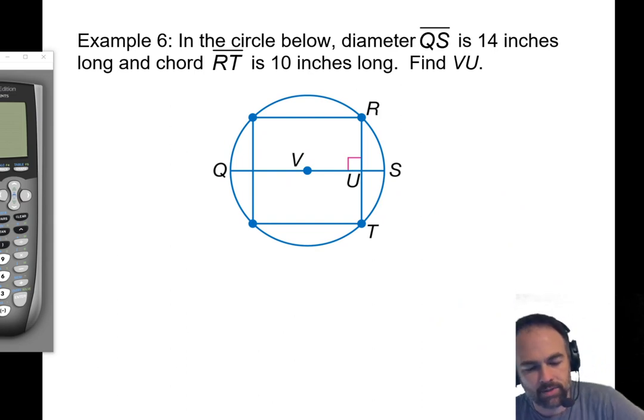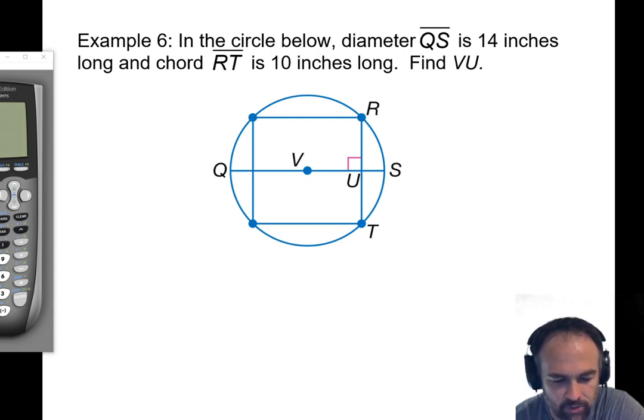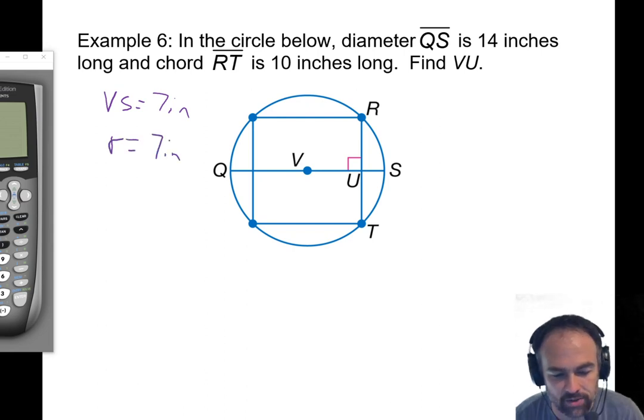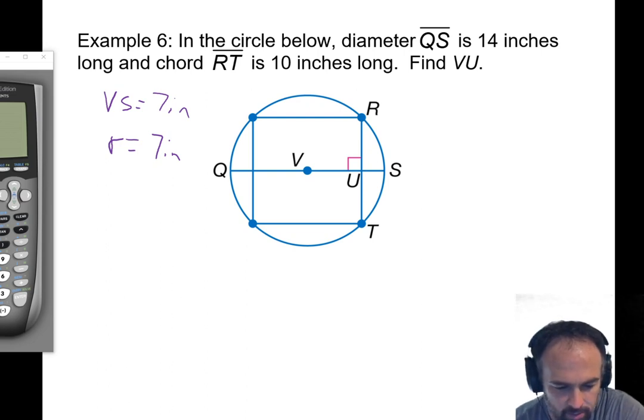All right, I'll be honest, this one took me a second of looking at it. Whenever I first saw it, it was a little bit overwhelming, but it's not that bad once you understand what is going on. First off, it tells me that the diameter QS is equal to 14 inches. Now, if QS is equal to 14, then VS is going to be half of that, which is 7 inches. The important thing here is that the radius is 7 inches. Now, we also know that RT is 10 inches long. That is this entire length.